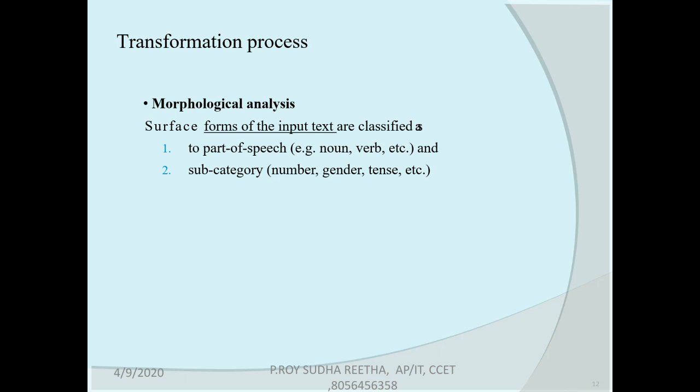Basically, morphological analysis describes the structure of the given text. Here it is classified in two ways. The first is part of speech, that is noun, verb, etc., which will be taken from the input text. The second is classification into subcategories. The subcategories include gender, number, name, tenses, etc. These two are the main steps classified under morphological analysis.